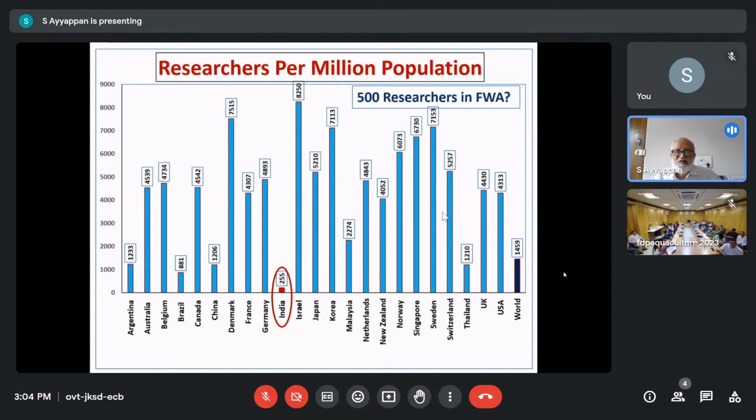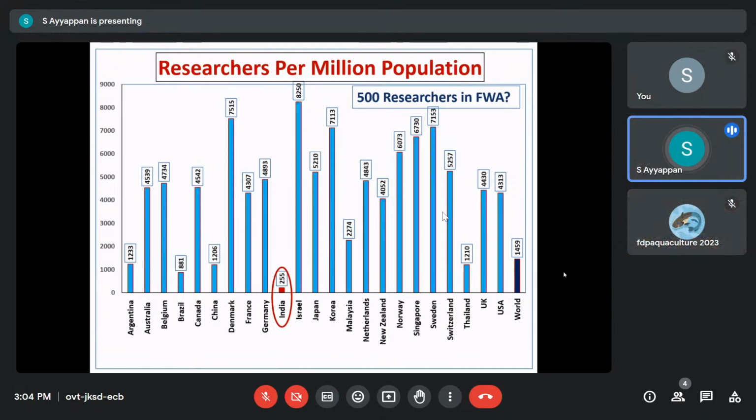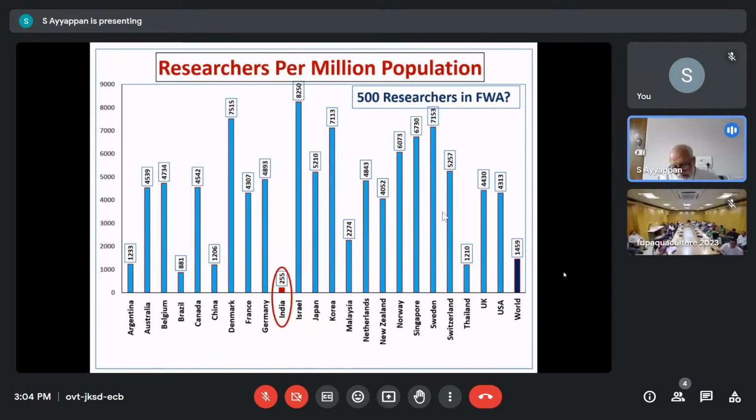For example, in aquaculture, we don't have more than 500 people across the country. Or even if you double it, we are not more than that. Something like 1,500 people per million population do research elsewhere, whereas we are at 255, one-sixth of it. In that also, we keep wasting our efforts, resources, time, money, and so on, on topics not very important.